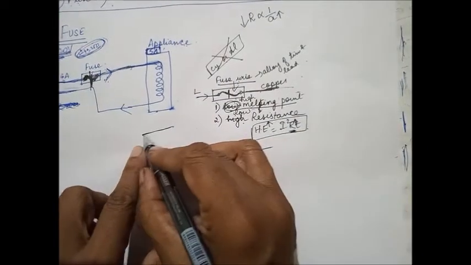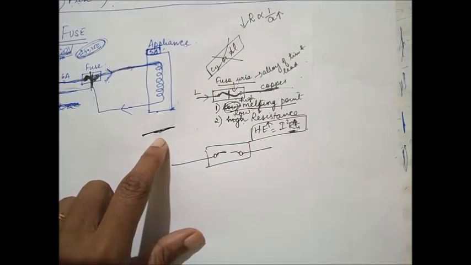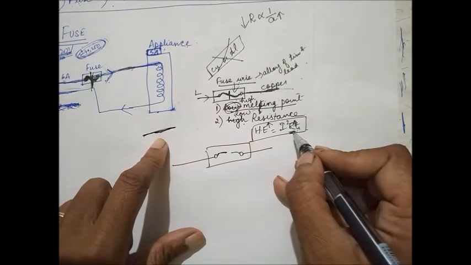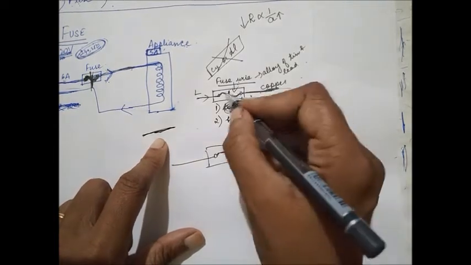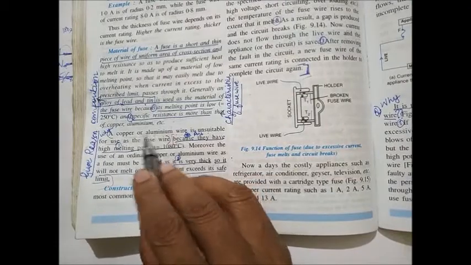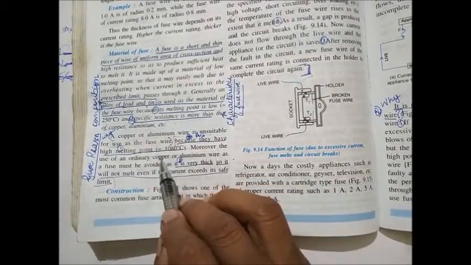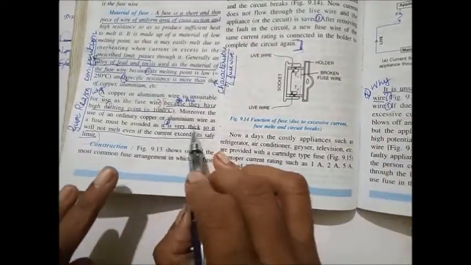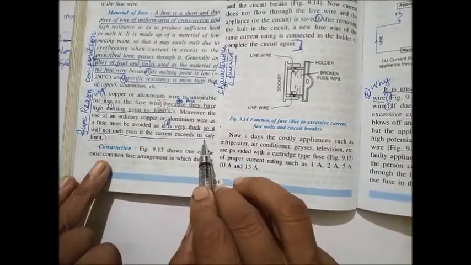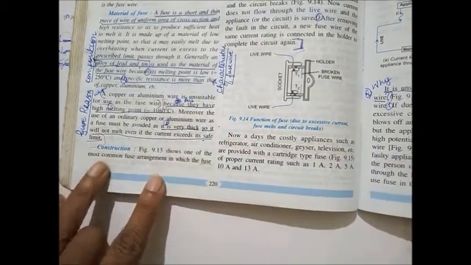So again, a copper wire, because it is thicker, its resistance will be less. Copper is a good conductor, so it won't get quickly heated and melted. So that's the reason. Just underline these two things. They have a high melting point. We're talking about copper or aluminum. It's unsuitable for fuse wire. Why? They have a high melting point. Second, since it is very thick, it will not melt even if current exceeds the safe limit. These are the two reasons why we should not use copper or aluminum as fuse wire.